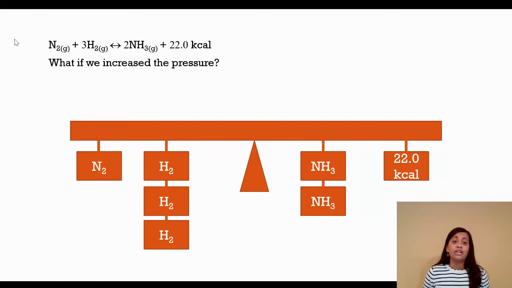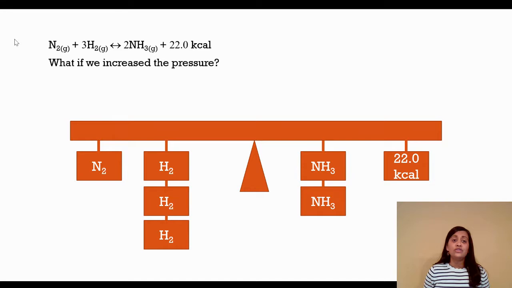Now, if we played around with pressure, this is a little bit harder to show you when it comes to a seesaw like this, but instead think about the number of moles of your reactants versus your products. On the left-hand side, we have 1 mole of N2, 3 moles of H2, so a total of 4 moles on the left-hand side, and then we have a total of 2 moles on the right-hand side.